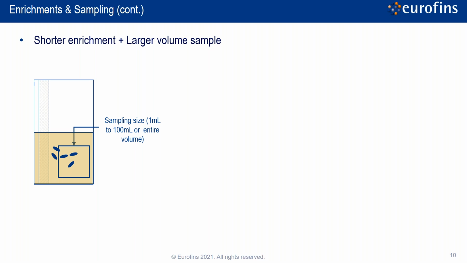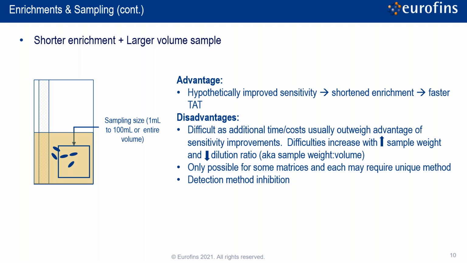So you might say, let's sample a larger volume, which would be a good idea, and you could potentially then have a shorter enrichment time, so you wouldn't need to grow the organisms as long because you're sampling a larger volume. Hypothetically, this improves your sensitivity, and you get a shorter enrichment. The difficulties here are many. Usually what happens is the additional time or the costs involved outweigh the advantage of the sensitivity improvements. Oftentimes, it's just easier to leave the thing in the incubator. In fact, most times it is.